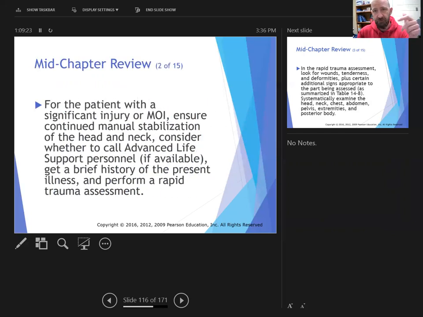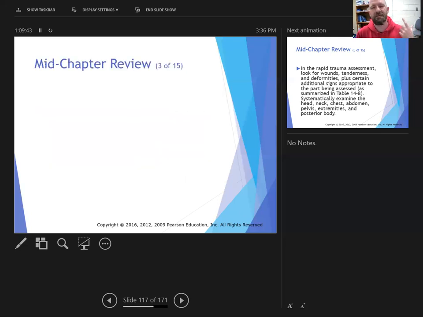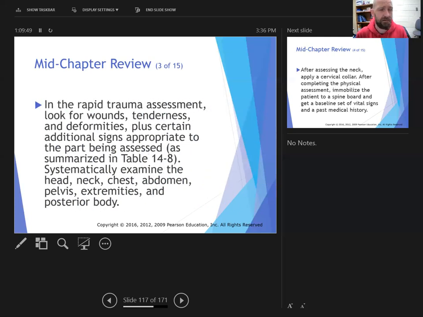Patient with a significant injury or a significant mechanism of injury, we're going to take C-spine, manual stabilization, probably call for ALS, get a very brief history of the present illness, and then do our rapid trauma assessment. After we get that done, then we can do things like past medical history and vital signs. Again, in doing the rapid trauma assessment, we're looking for DCAP-BTLS: deformities, contusions, abrasions, punctures, penetrations, burns, tenderness, lacerations, and swelling. These are all important to know.